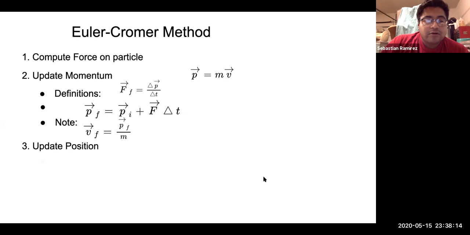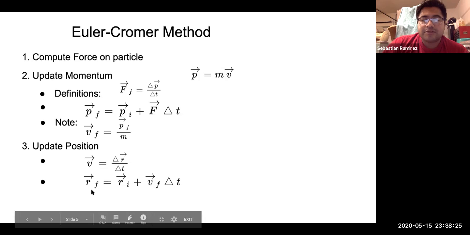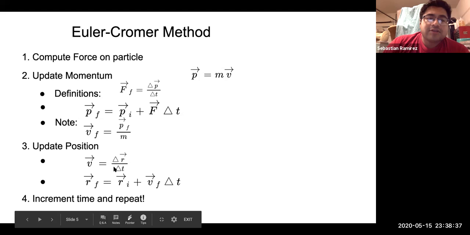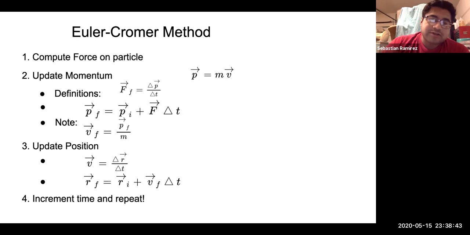And then once we update our position, we know that the equation there is the change in position over the change in time for velocity. For position, we have the final position equals the initial position plus the final velocity times the change in time. This is the systematic way we use if we want to change anything in our program. Basically, we can just increment the time and repeat.